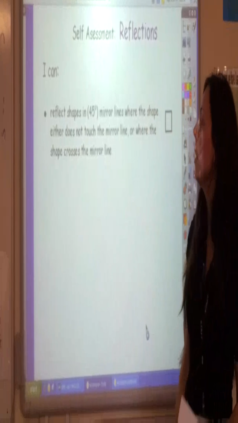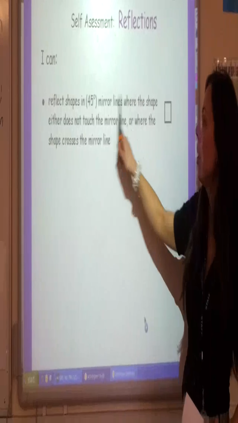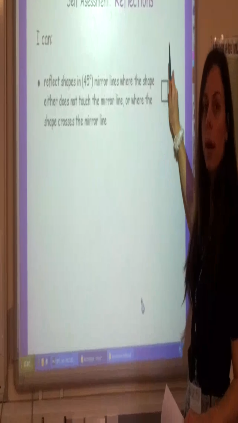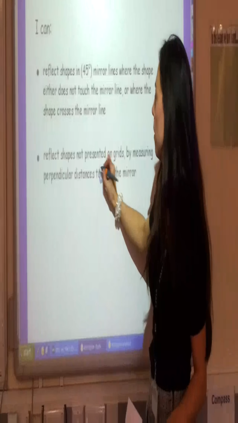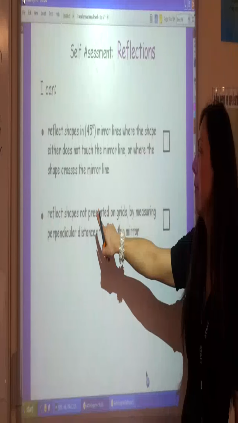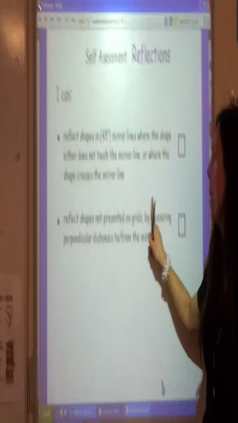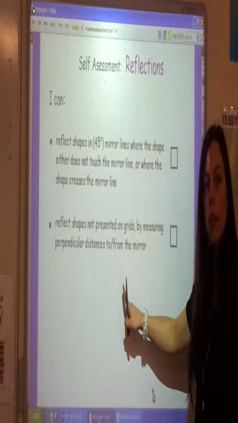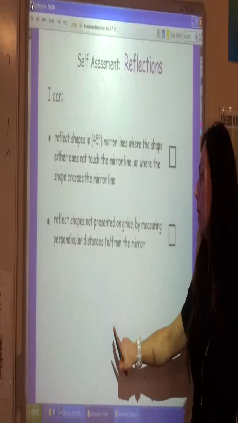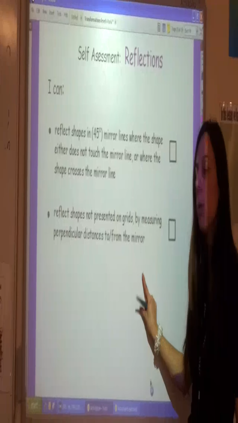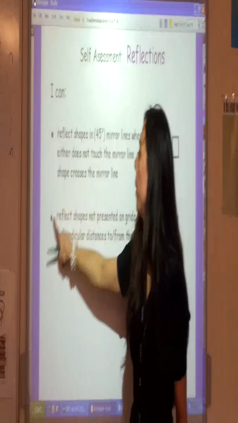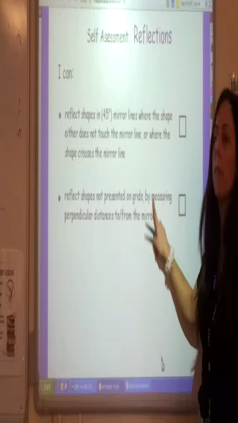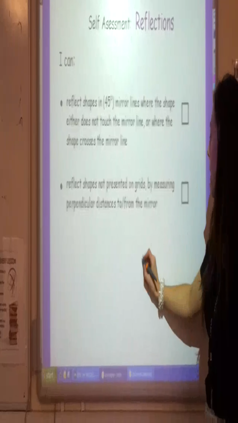Okay, I can reflect shapes in a 45-degree mirror line where the shape either does not touch the mirror line or where the shape crosses the mirror line. Can we do that? If so, let's tick to say we're confident with that. I can reflect shapes not presented on grids by measuring perpendicular distances to and from the mirror line. So this is where we're moving up to our next level. The grid has been removed, you don't have the squares to count, you have to remember to use your ruler to measure accurately the perpendicular distances, those at right angles to the mirror line. If we feel confident we can do that, we tick.